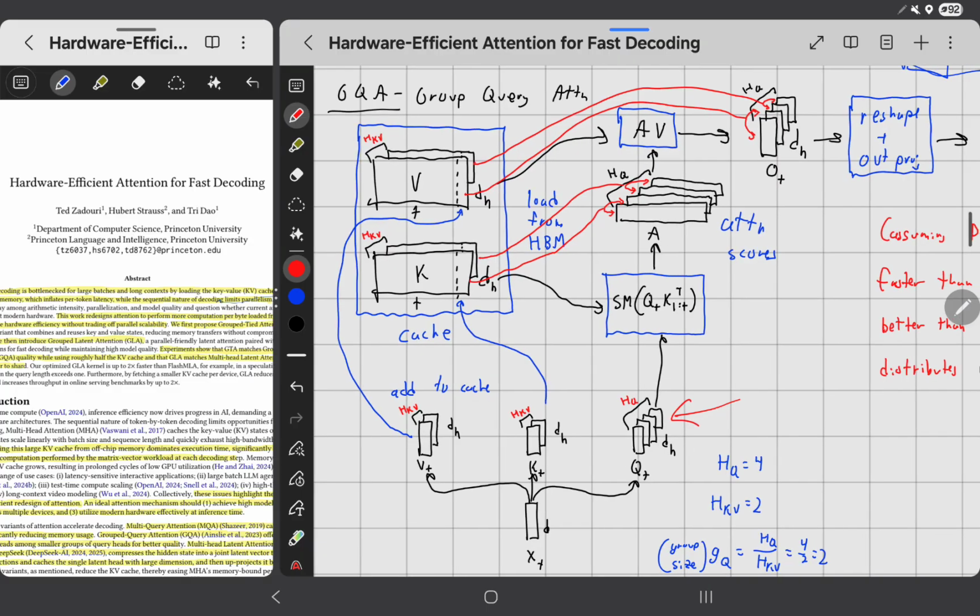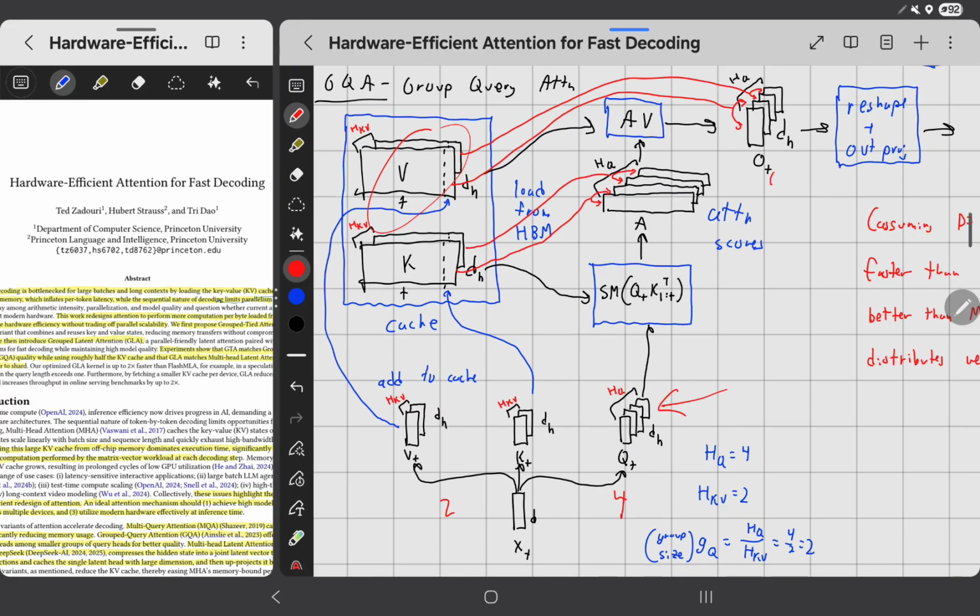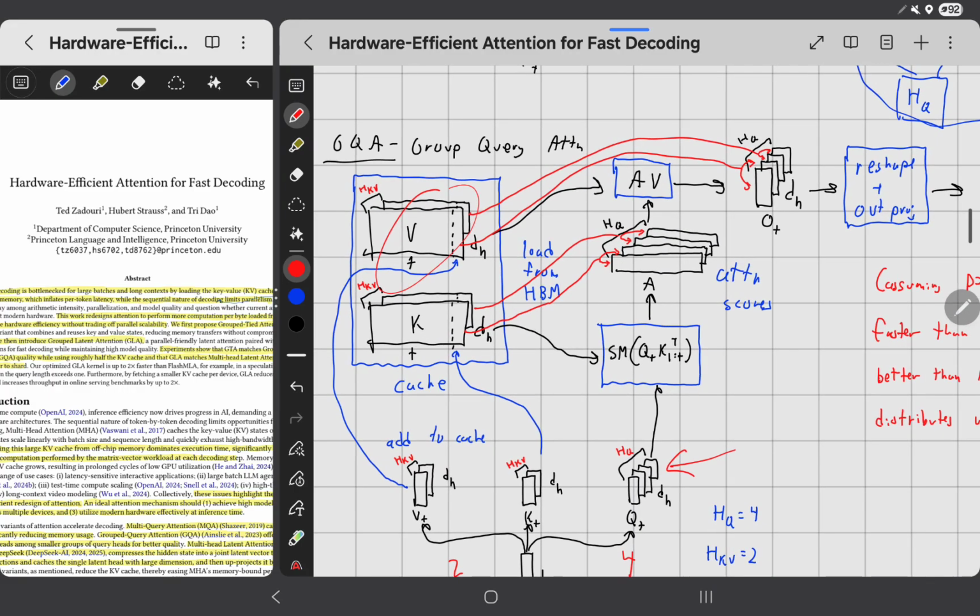And in this case, we have 2 and 4, where every key goes to 2 queries, as you can see here. The first key goes to the first 2 queries, and the second key goes to the second 2 queries, and it's the same for the values. The first value goes to the first 2 queries, and the second value goes to the second 2 queries. So you duplicate the keys and values by however many you need to get the number of query heads. So, can we make this better?